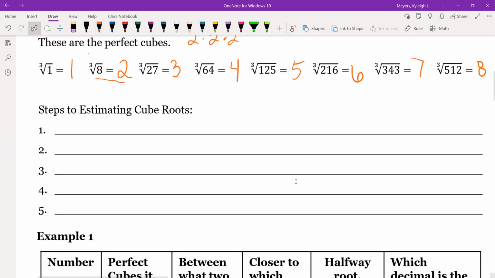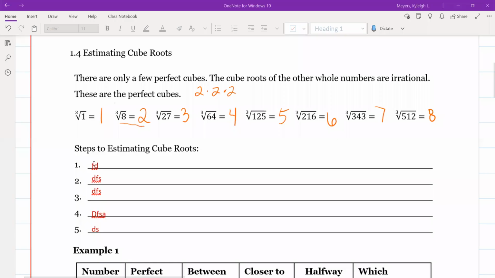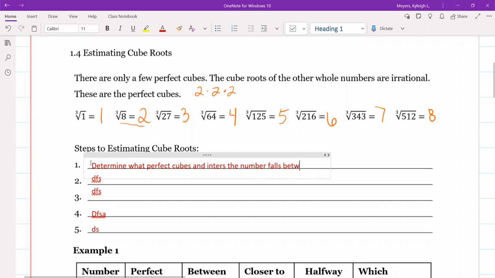So we're going to do the steps here. They're pretty similar to the ones before. So I might type these just to make it a little easier on yourself, okay? All right, so the first step is to determine what perfect cubes and integers the number falls between. So same step as before, instead of perfect squares, we're doing perfect cubes. And then from there, determine what integer it is closer to.